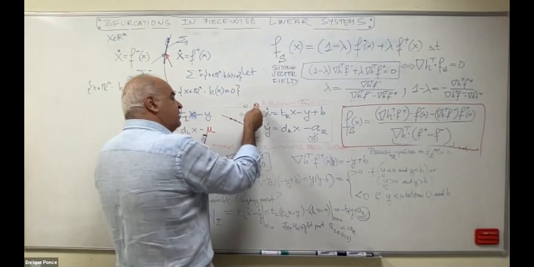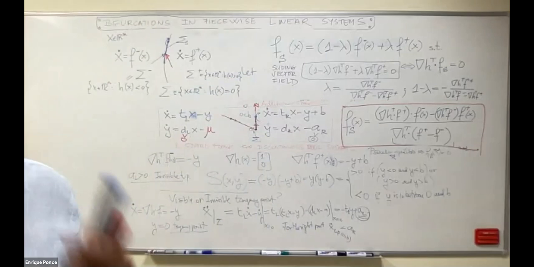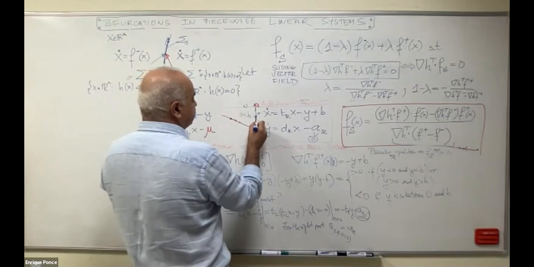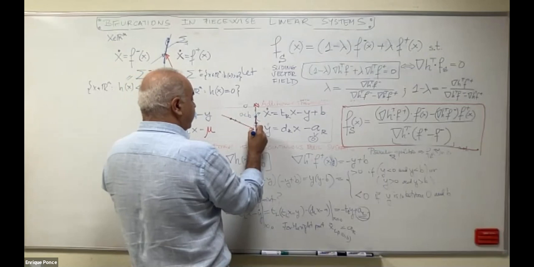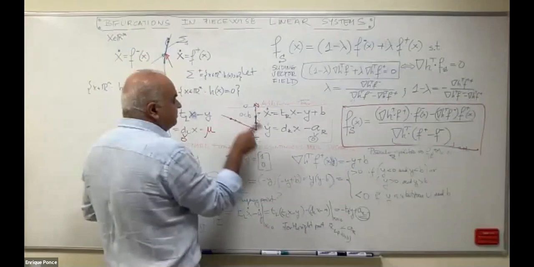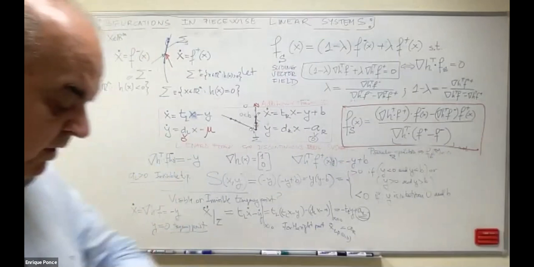Or you can get again the non-smooth fold scenario, so that now the contrary situation appears. You have a real equilibrium and a pseudo equilibrium point in the sliding set, and these two collide and disappear. So this is the analogous situation for the continuous case, but now involving pseudo equilibrium in the collision.